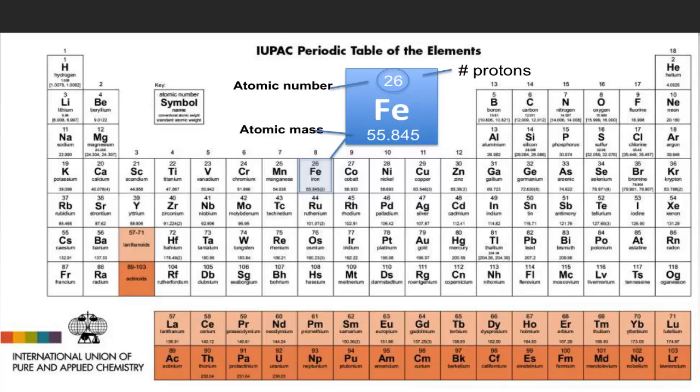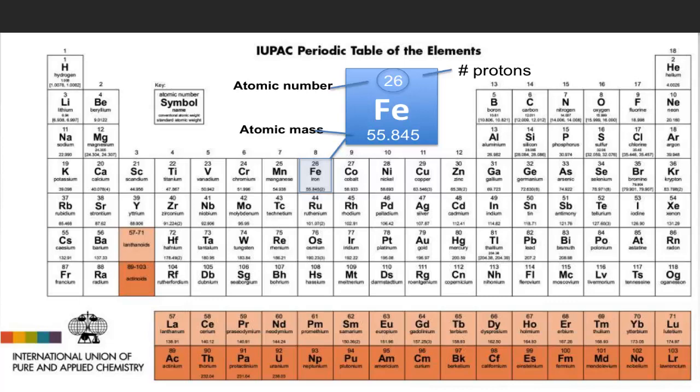From this information, we don't know how many electrons a particular atom of iron will have. If it's a neutral iron atom, it will also have 26 electrons. However, iron can also exist as ions with differing numbers of electrons. We'll get to that later.